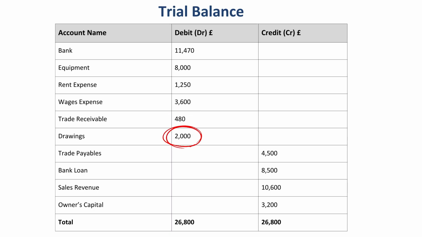Drawings is £2,000. Drawings reflect the owner withdrawing funds for personal use. They reduce capital, so they carry a debit balance, making debits the correct column for this account.